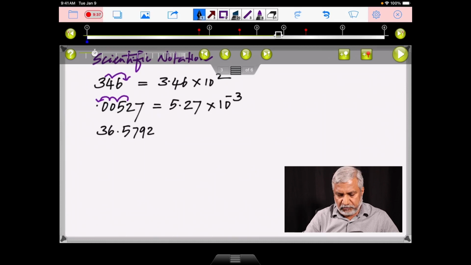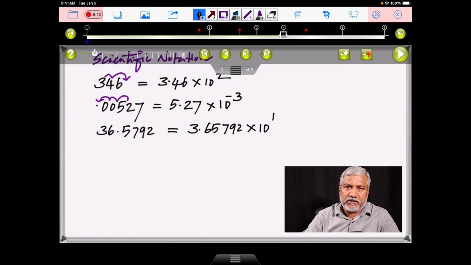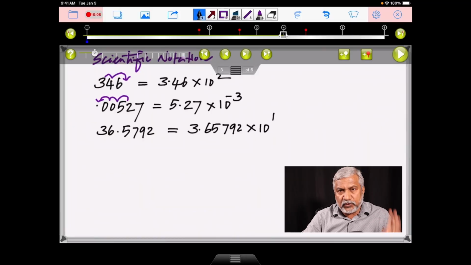Okay, so 36.5792. Easy. The decimal must be after 3, so between 3 and 6. And then we got to move it 1 place to the right. So that's 10 to the power 1. Okay, so that's basically how you put numbers in scientific notation. Now, why is it that important? Because it's easy to find the number of sig figs. Like in 0.00527, you have 3 sig figs, 5, 2, and 7. So if you put it in scientific notation, it's so easy to find the number of sig figs. And all final answers must be given in scientific notation.